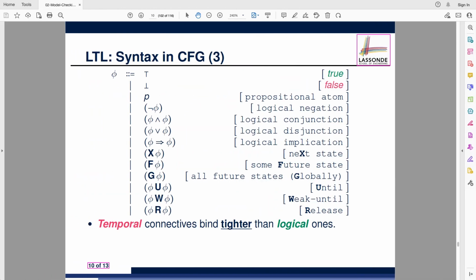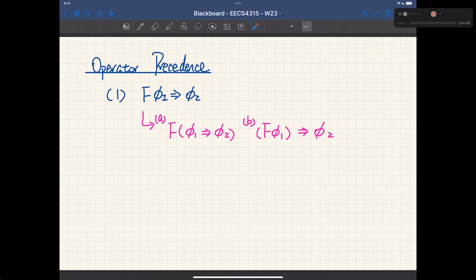Temporal operators should bind tighter than logical ones. Yes, A or B? Thomas? Exactly. Very good, very good. B should be the one. So that means you got to be very careful.